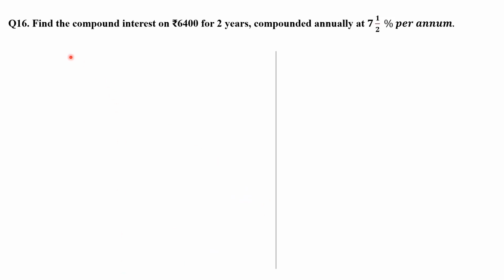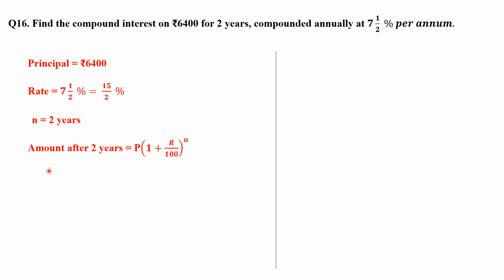Question number 16. Find the compound interest on 6,400 rupees for 2 years compounded annually at 7.5% per annum. So here what are the values which are given? Here principal is given as 6,400 rupees. Rate is given as 7.5%, and if you convert this mixed fraction to improper, it is 15 by 2%. Time is given as 2 years. To find compound interest, first you have to find the amount, and the formula to find the amount is P into 1 plus R by 100 whole N.